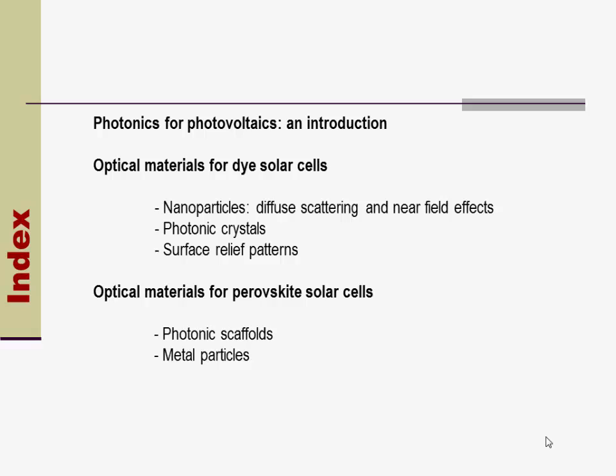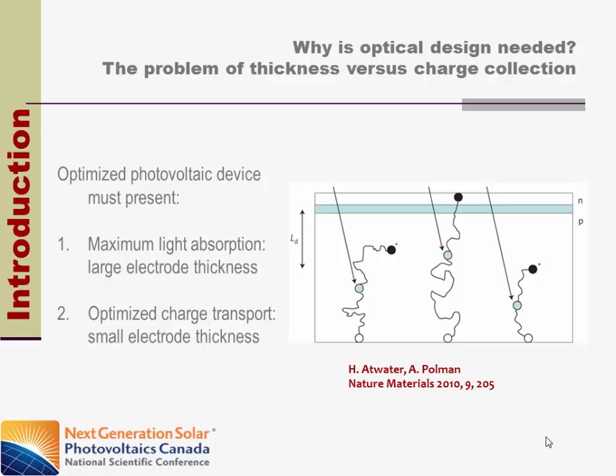So this is the outline of the project. I'm going to give you a very brief introduction to photonics for photovoltaics, and then I will talk about two types of third generation solar cells. I will not cover all of them, basically because not in all of them is it possible to do photonics. In these two that I'm going to present, solar cells and perovskite solar cells, it is actually possible.